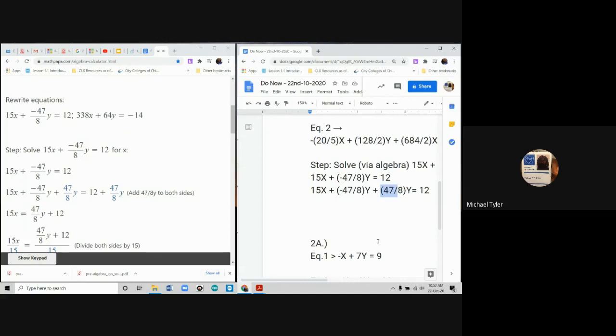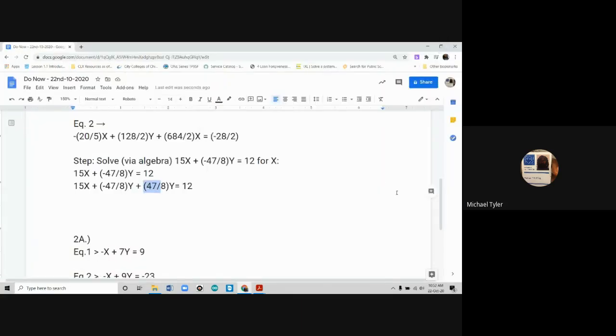All I did, let me blow this up so you can see it, so I can do it exactly as Math Papa did it, is I incorporated another version of 47 over 8. This one's negative 47 over 8. This one's positive. So it allows me to cancel these two out. And that's the way the computer wrote it.